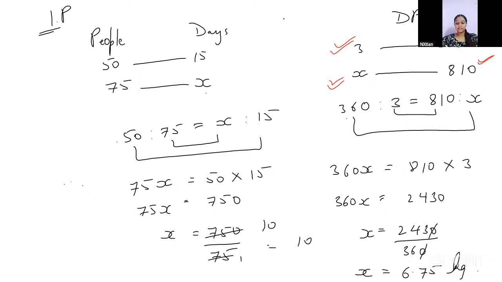Emma, did you understand this trick? In inverse proportion, we arrange it in such a way that 50 is multiplied with 15 and 75 is multiplied with x. Then in direct proportion, you will have it multiplied in the opposite way, 3 with 810 and x with 360, to arrange it like that and then find out the value of x. Okay, good, Abraham. This is a good trick.